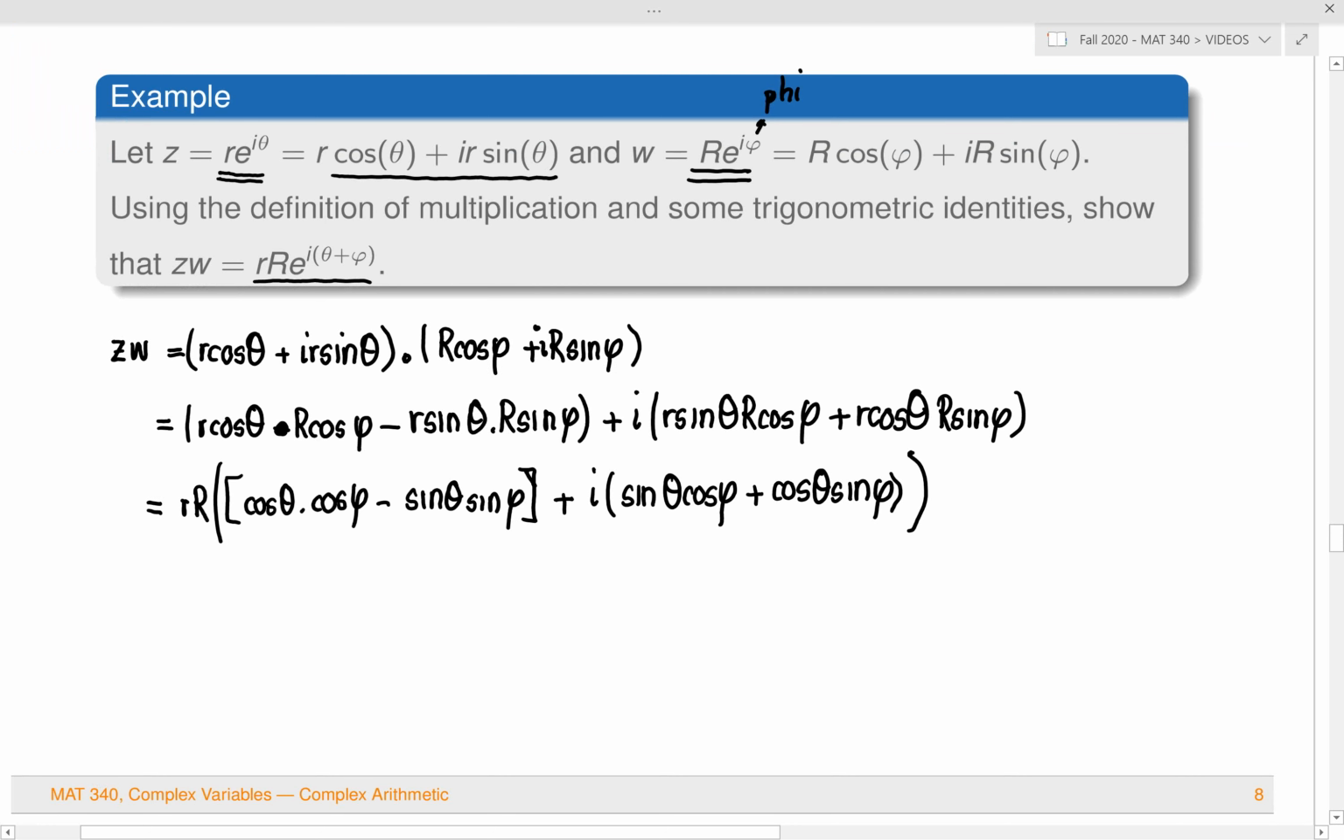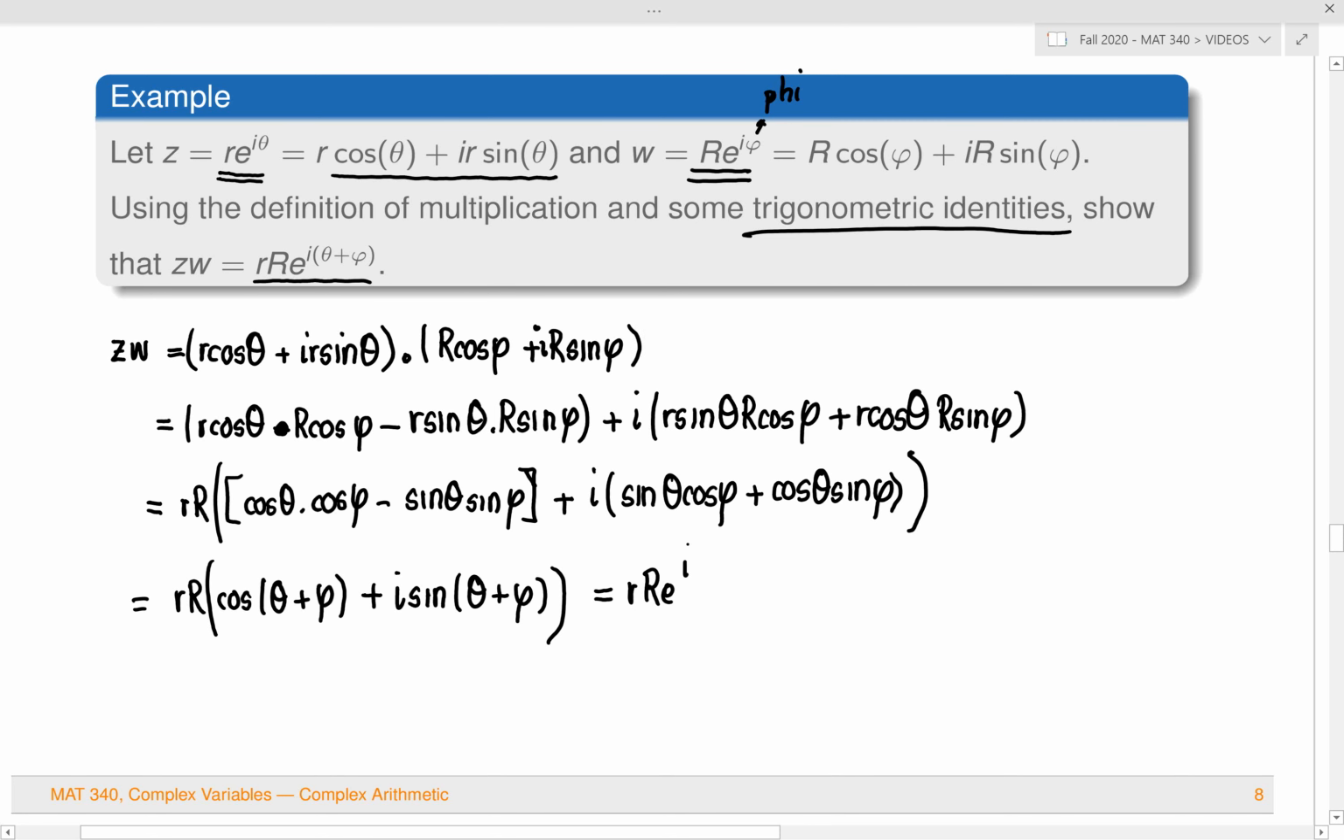And if we were to go ahead and Google trigonometric identities, these would be some of the important ones. This here would be cosine of theta plus phi, plus i, and that's an identity for sine of theta plus phi. And now we have cosine of an angle plus i sine of the same angle, which we can denote by e to the i, exactly that angle, which is theta plus phi, and that's what we wanted.